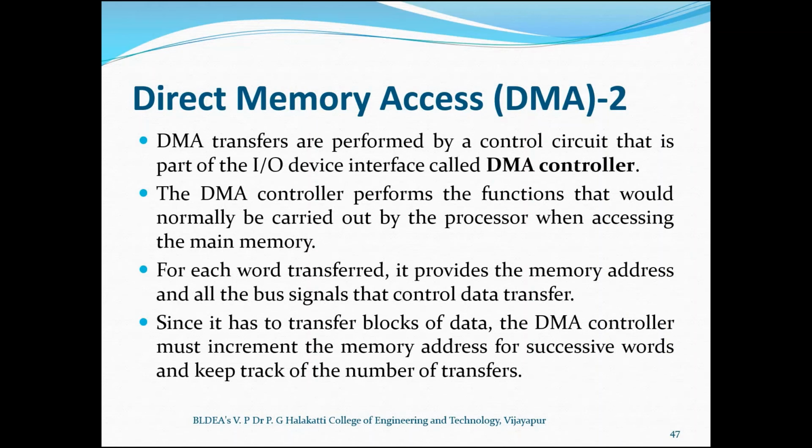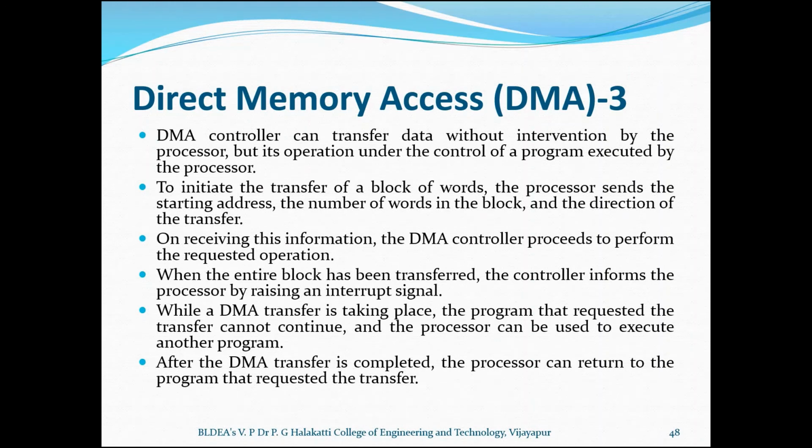The DMA controller performs the function that would normally be carried out by the processor when accessing the main memory. So, for each word transfer, it provides the memory address and all the bus signals that control data transfer. Since it has to transfer block of data, the DMA controller must increment the memory address for successive words and keep track of the number of transfers.